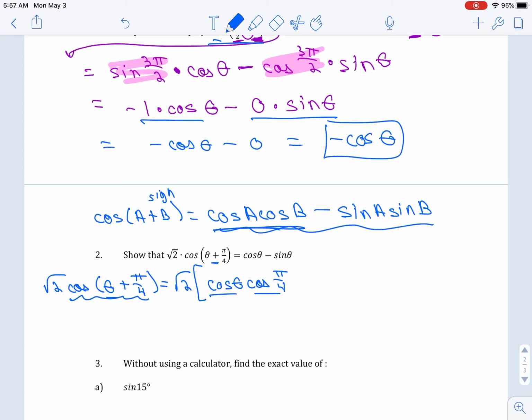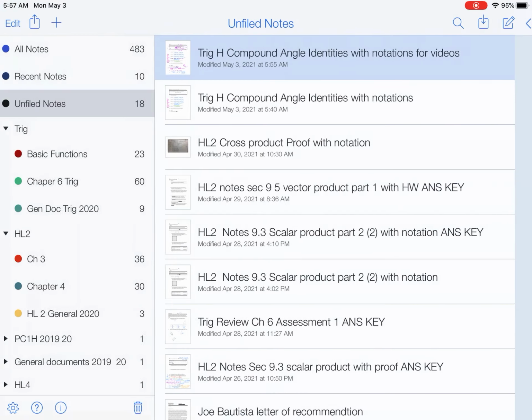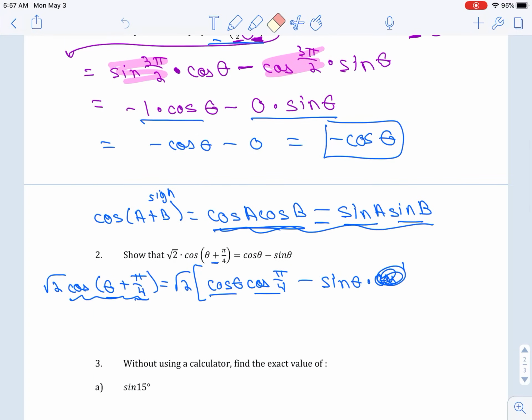Again, cosine of the first, cosine of the second, and then minus from the formula up here. And then we need the sine of both of the angles. So it would be sine theta times sine pi over 4. Okay, so now this turns into the square root of 2 times, and then we're going to have cosine theta.